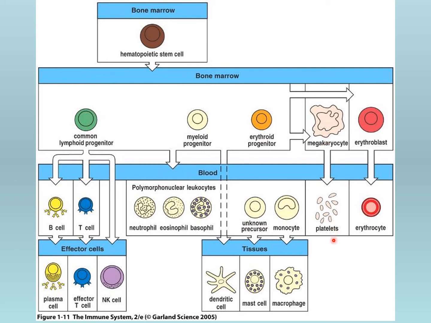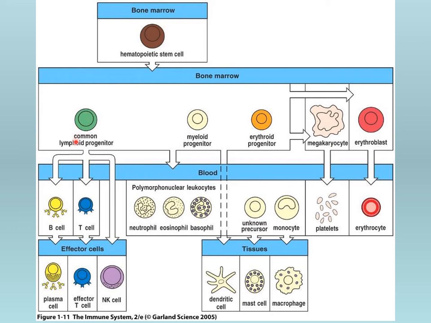The second lineage is the myeloid lineage, in which the myeloid progenitor is developed. Remember, a progenitor is one which is developed from the stem cell, but it lacks the ability to self-regenerate itself. So it is committed to this lineage. So a myeloid progenitor cannot develop into an erythroid progenitor or vice versa. This myeloid progenitor can result in the development of granulocytes like neutrophil, eosinophil, basophil, or agranulocytes like dendritic cells, mast cells, and macrophages.